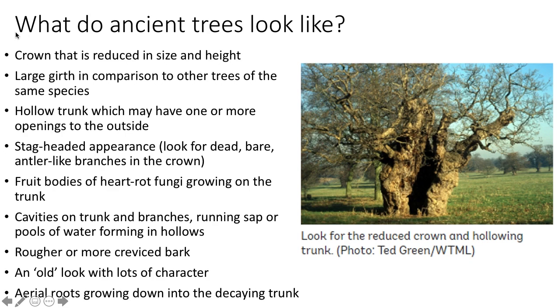They have this stag-headed appearance where you can look for dead, bare or antler-like branches in the crown. And we call this stag-headedness; if you think of the stag beetle or stags, you can think of that structure to antlers and look for those features on the branches. There may be fruiting bodies such as the heart rot fungi growing on the trunk. There could also be cavities on the trunk and on the branches, which running sap or pools of water can form in the hollows sometimes of those trees.